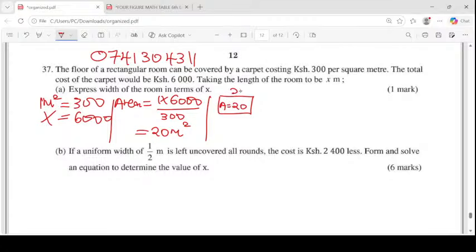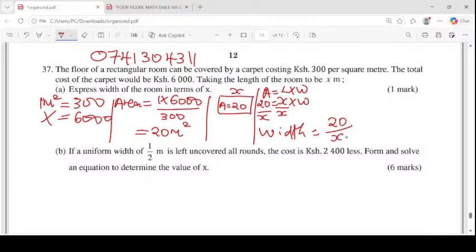Taking the length to be x, how do you get the width? Remember, our area of a room is given by length times width. So the area 20 is given by the length, which is x, times the width. To get the width, I'll divide here by x, I'll divide here by x. So the answer is, the expression for the width will be given by 20 over x meters. Yes, 20 over x meters is the expression for the width.